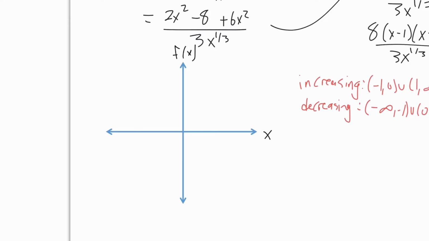We've got a point at 0, 0. We've got a point at 1 and negative 1. So 1 and negative 3. This is 1, this is negative 3. Then we've got a point over at negative 1 and negative 3.